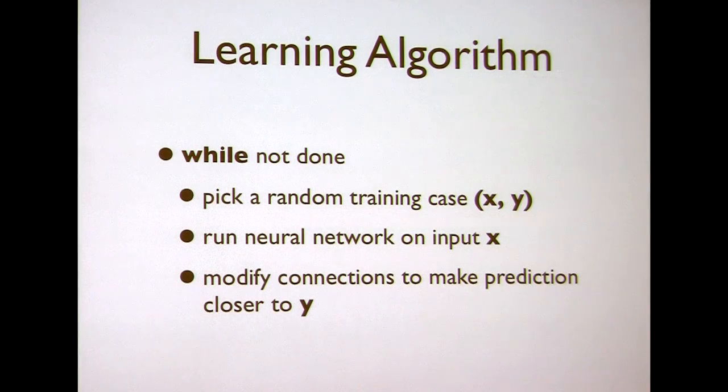So learning in a neural net is fairly simple. While you're not done, like while you're not happy with the results, you pick a random training case, which gives you both the input and the desired output for that training case. You run the neural network on the input, see what it says, and then you modify the connections to make the prediction closer to the desired output if you didn't get that desired output.